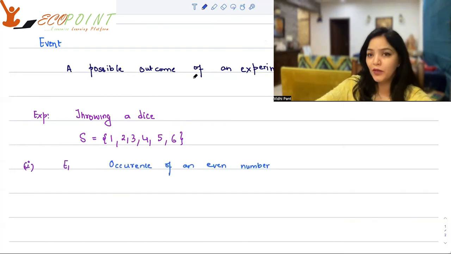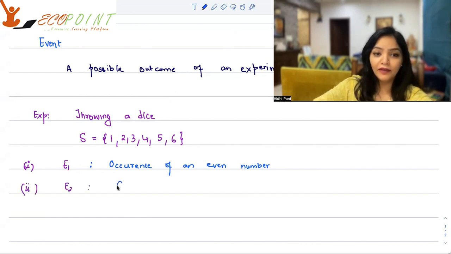right? From this experiment, how can we define different events? One event could be, say, E1. It's the occurrence of an even number. Even number means you can have 2, 4, 6. These are even numbers. So occurrence of an even number becomes an event. Another event that we can define here is phi, the impossible event. So phi consists of no outcome whatsoever. And this is also an event.